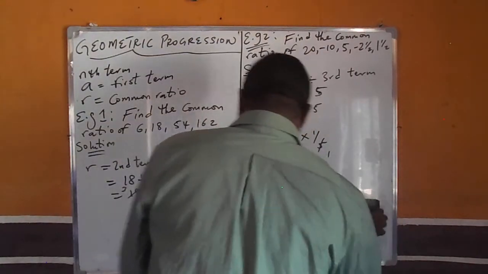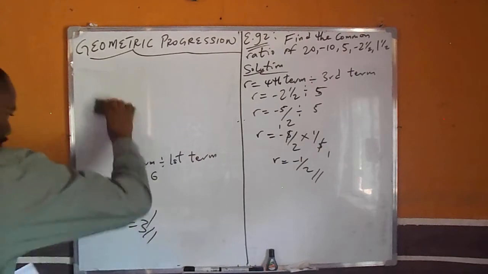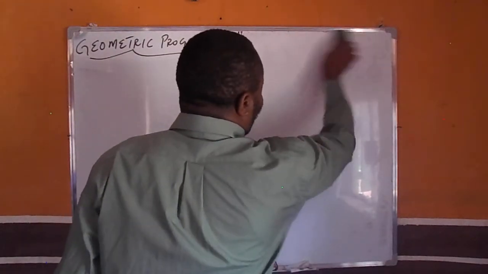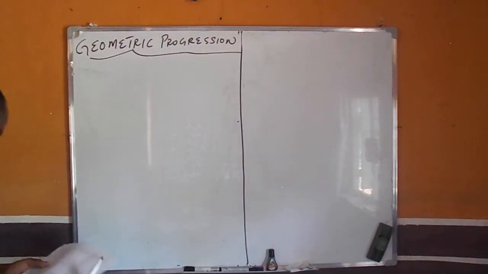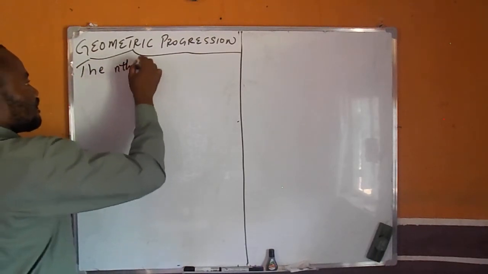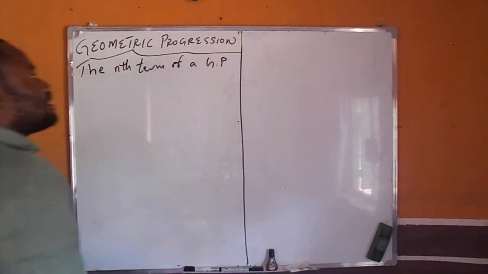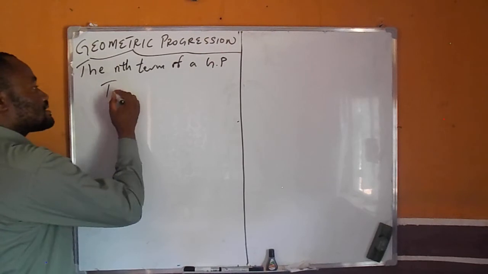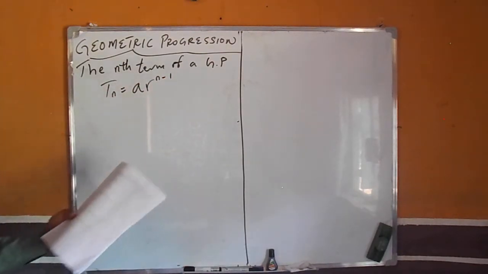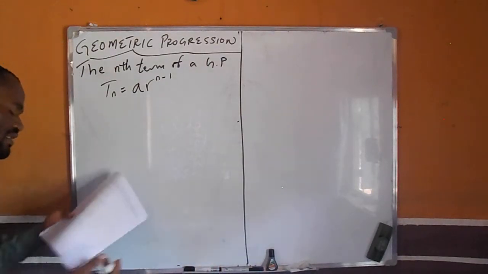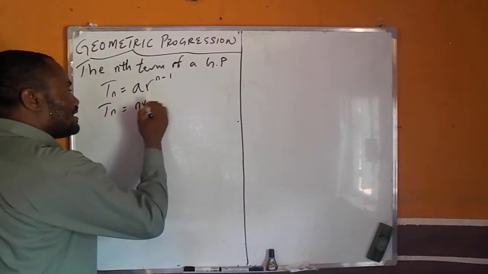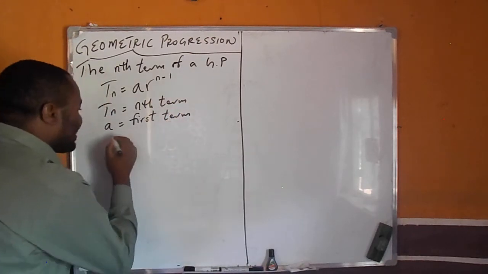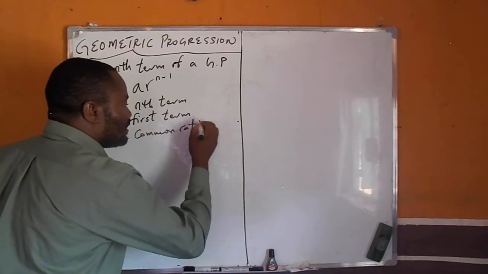We move to the nth term of a GP. The formula we normally use for the nth term of a GP is Tn equals A r raised to power n minus 1, where Tn is the nth term, A is the first term, and R is the common ratio.